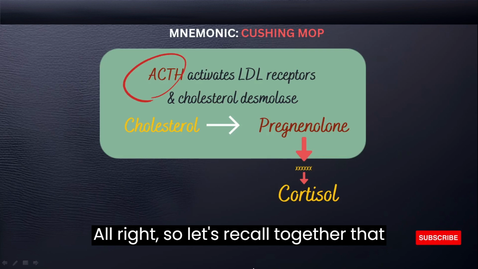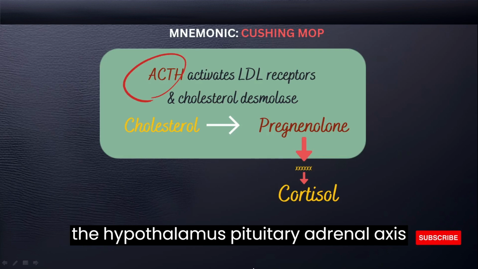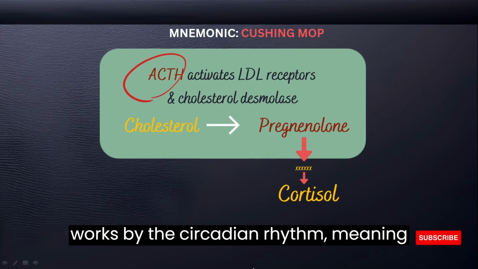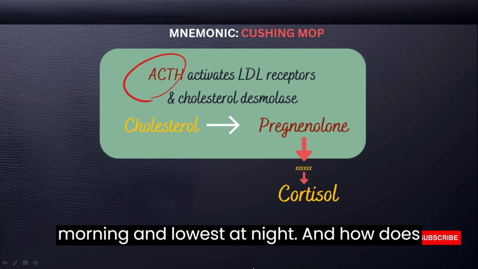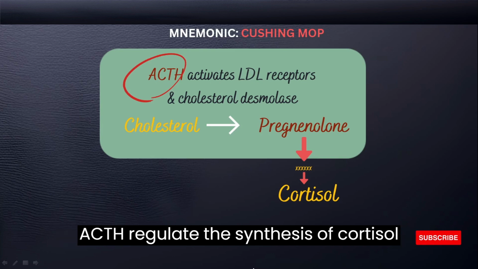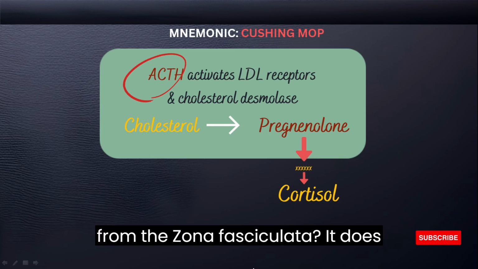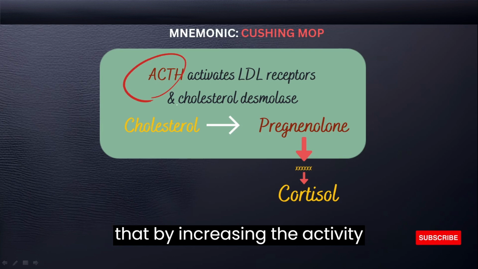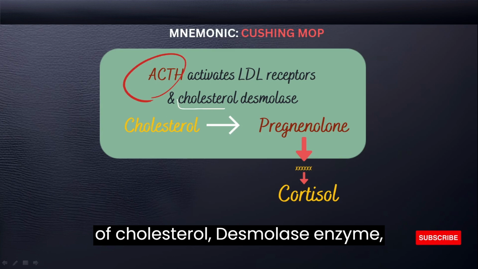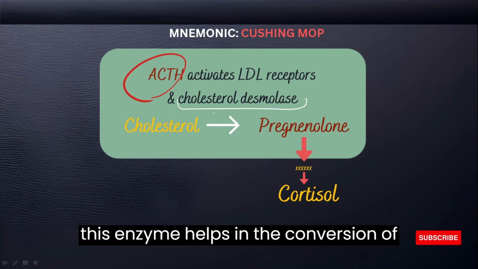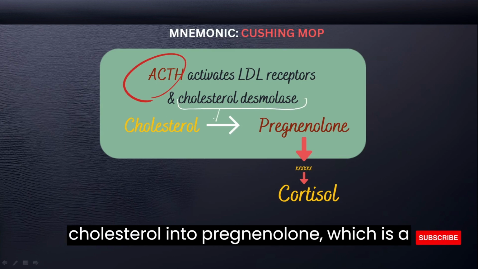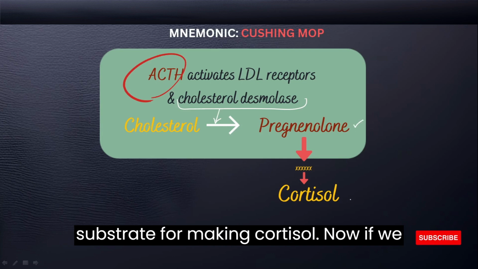All right, so let's recall together that the hypothalamus pituitary adrenal axis works by the circadian rhythm, meaning cortisol activity is highest in the morning and lowest at night. And how does ACTH regulate the synthesis of cortisol from the zona fasciculata? It does that by increasing the activity of cholesterol desmolase enzyme. This enzyme helps in the conversion of cholesterol into pregnenolone, which is a substrate for making cortisol.